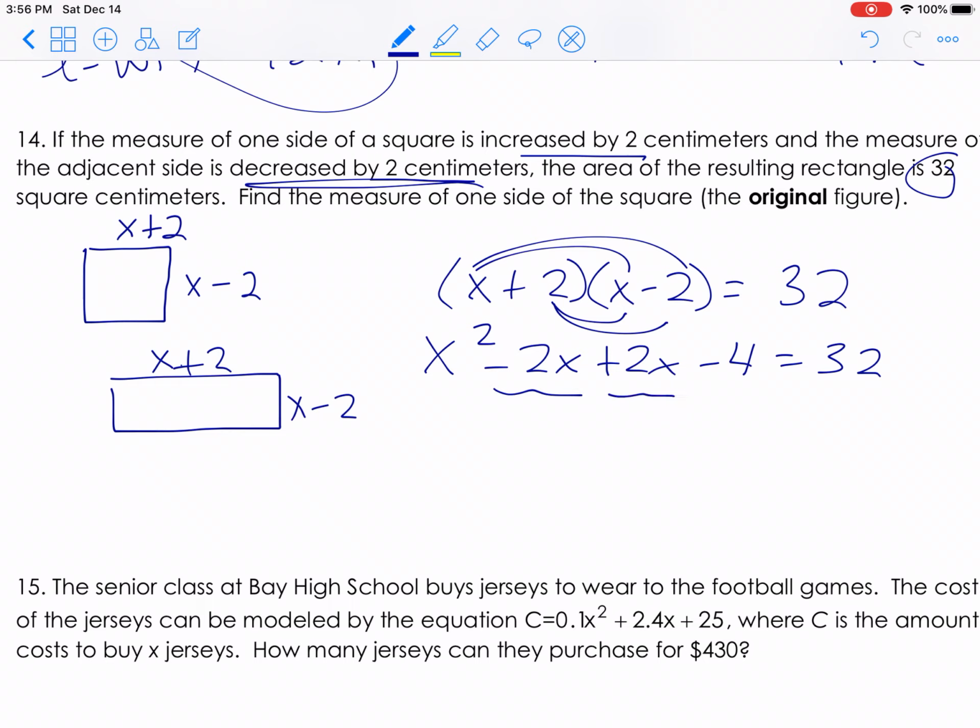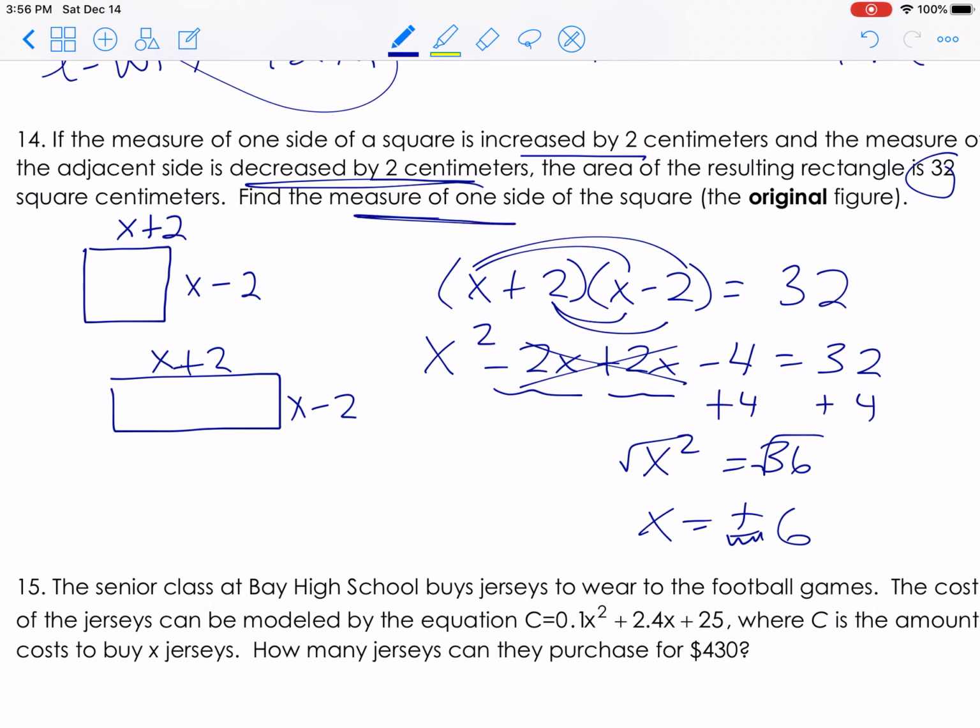Negative 2x plus 2x, that's 0. Let's go ahead and add the 4 to both sides, and then we have x squared. Quantity squared equals number, so we can just take the square root of both sides. We would get two solutions, positive and negative 6. Negative 6 doesn't make sense in a story where the side has a length of x. And then they want the measure of one side of the original square. So remember how the original square had lengths x and x, so one side of that would be 6 centimeters.